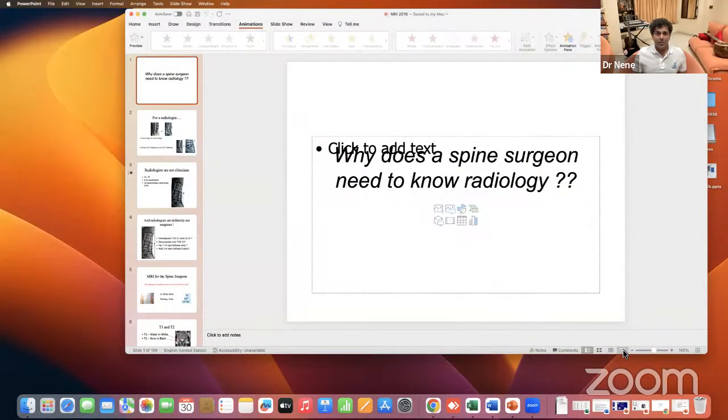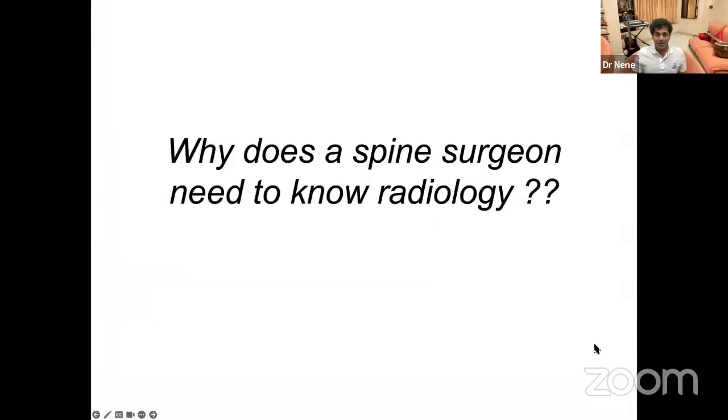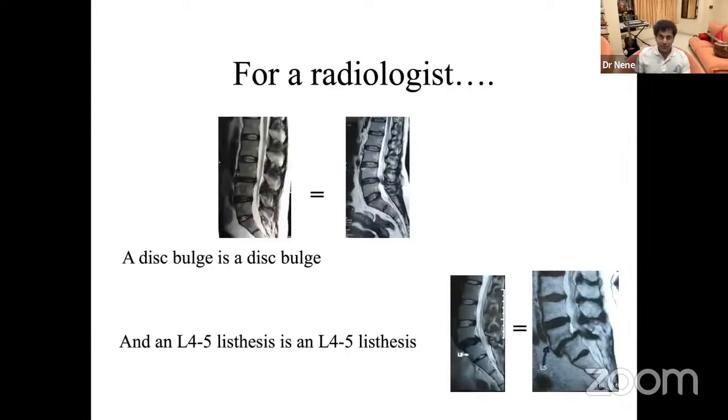So the question that I would ask at the beginning is, why should a spine surgeon know radiology? We are going to try and make this more interactive after the first 8 or 10 slides, so everyone, please be aware and answer questions. When you read a radiology report, the radiologist will write a disc bulge even if you did an MRI scan. You'd rarely find a normal MRI.